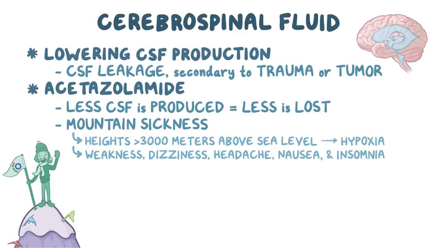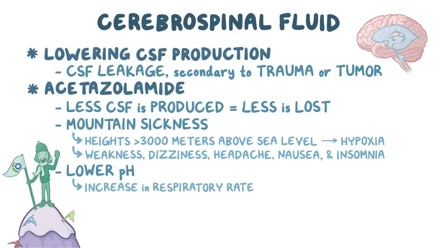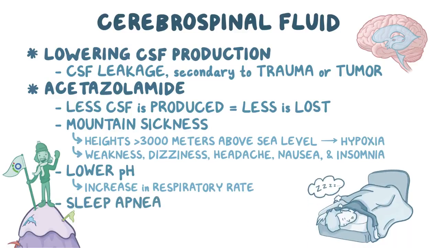Acetazolamide decreases the amount of bicarbonate in the CSF, lowering its pH. A low CSF pH leads to an increase in respiratory rate, thereby increasing the amount of oxygen available. For the same reason, acetazolamide can be used in the management of sleep apnea, which is when people stop breathing for short periods of time while sleeping.